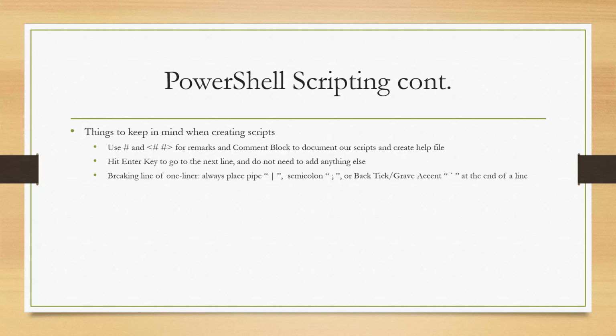We hit the Enter key to move from one line to the next, and there is nothing we need to do if the cmdlets are not connected. However, if we have a long PowerShell statement, like a one-liner with several cmdlets with the use of pipe, then we have to consider placing pipe, semicolon, or backtick, grave accent, at the end of the line, or else PowerShell would not interpret them properly.